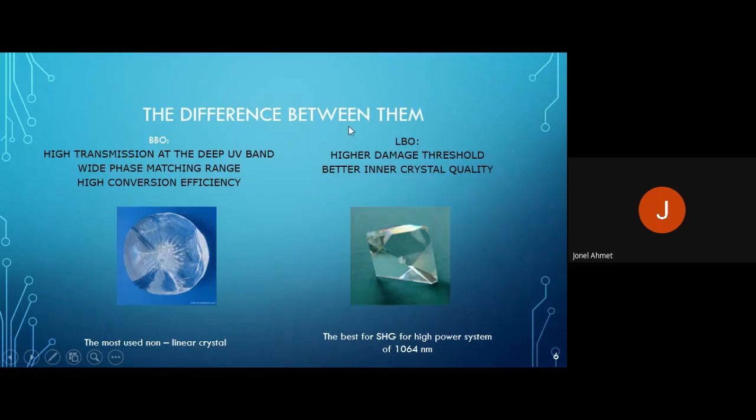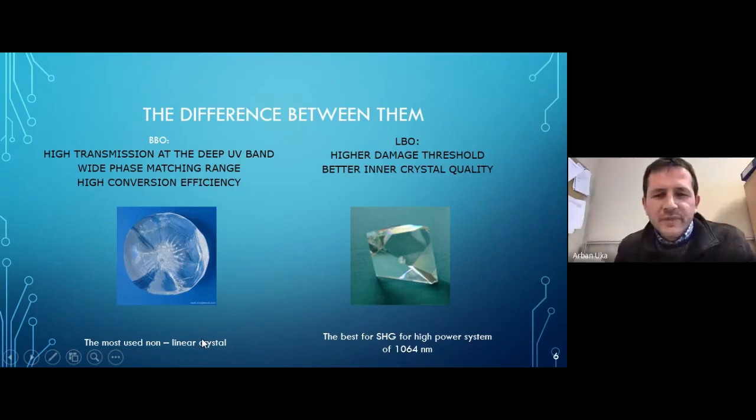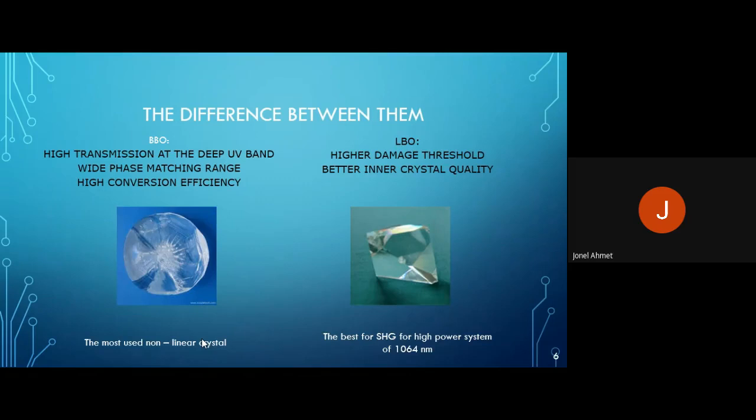Okay, so the difference between them. BBO crystals have high transmission in the deep UV band, have a wide phase matching range, and have high conversion efficiency. This is a picture that shows what a non-processed BBO crystal looks like. And we have to say that the BBO crystal is the most used nonlinear crystal. What frequency generation does the BBO do? We are going to show that in another slide.